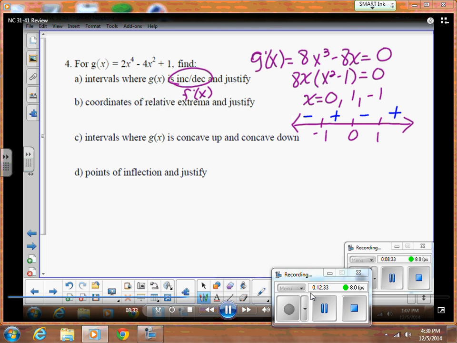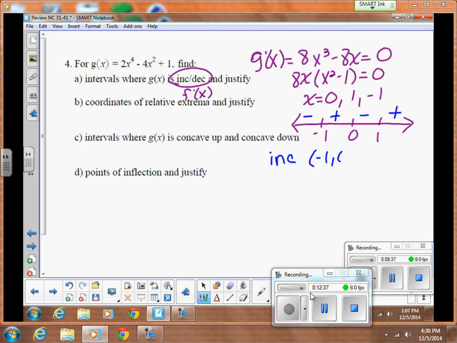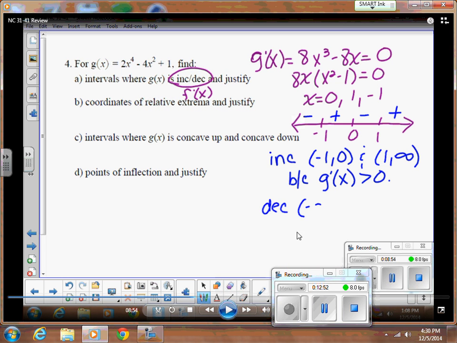So it's increasing where the values are positive, and it's positive from -1 to 0 and from 1 to positive infinity. Now why? Because the first derivative g prime of x is greater than 0. That little statement right here is very important for me to say why I'm saying it's increasing. Because I'm looking at the first derivative, and what am I looking at? That it's positive, it's greater than 0.